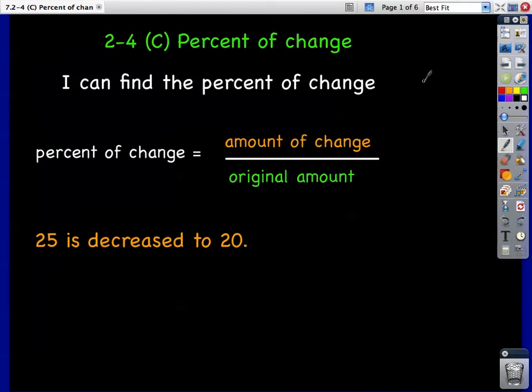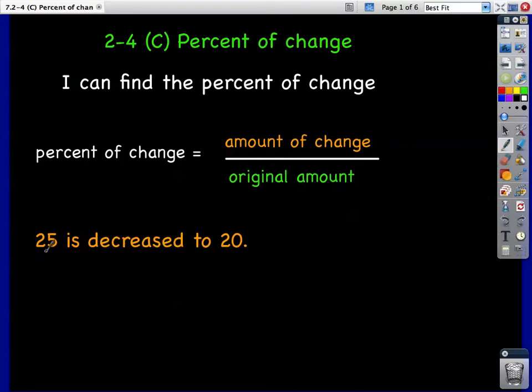Hey guys, this is video C for 2-4, and we're finding percent of change today. So that's what we want you to be able to do, is to find the percent of change. This is applicable to lots of things in real life, like the stock market, 401k plans for retirement, if you're in a store. So there's all kinds of ways you'll use this.